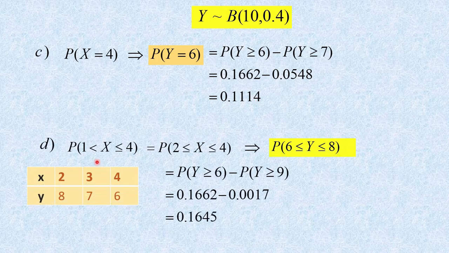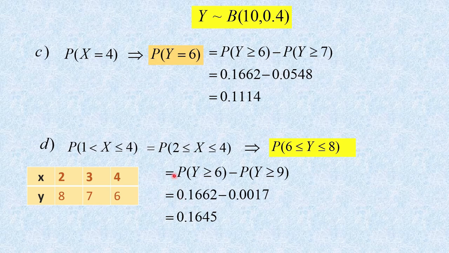D. Probability x more than 1, less than or equal 4. So 1 is not included here, which means probability x more than or equal 2, less than or equal 4. To change to y, take a look at the table. For x equals 2, y equals 8. For x equals 3, y equals 7. And for x equals 4, y equals 6. So these are the three values for y, which means y must be more than or equal 6 but less than or equal 8. This is how I get this value.